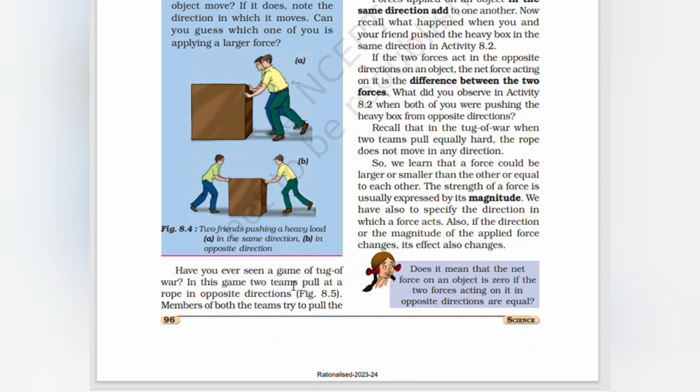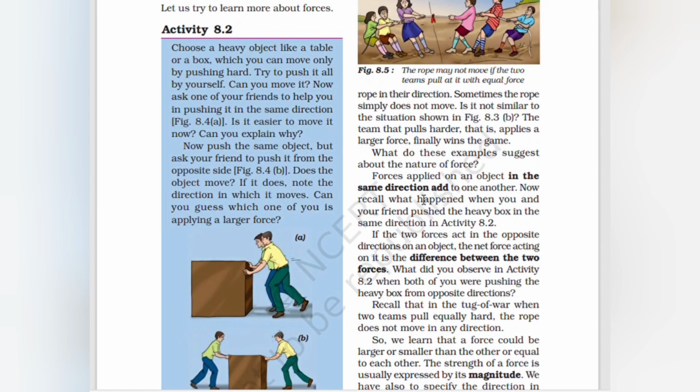Have you ever seen a game of tug of war? In this game, two teams pull at a rope in opposite directions. Members of both the teams try to pull the rope in their direction. Sometimes the rope simply does not move. Is it not similar to the situation shown? The team that pulls harder, that is applies a larger force, finally wins the game.